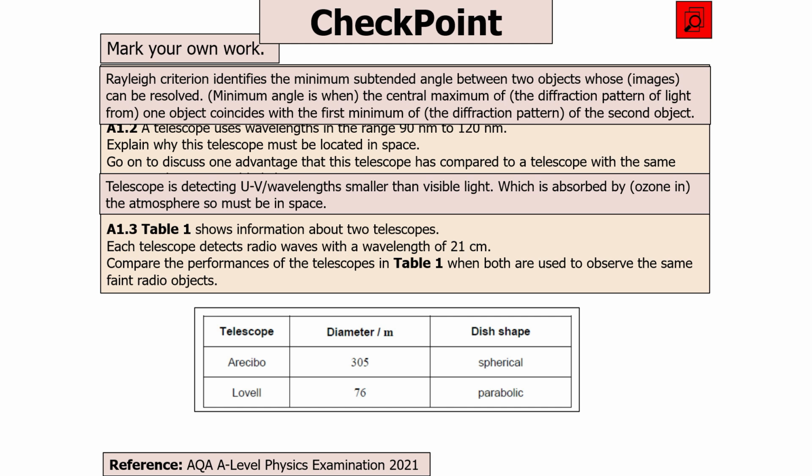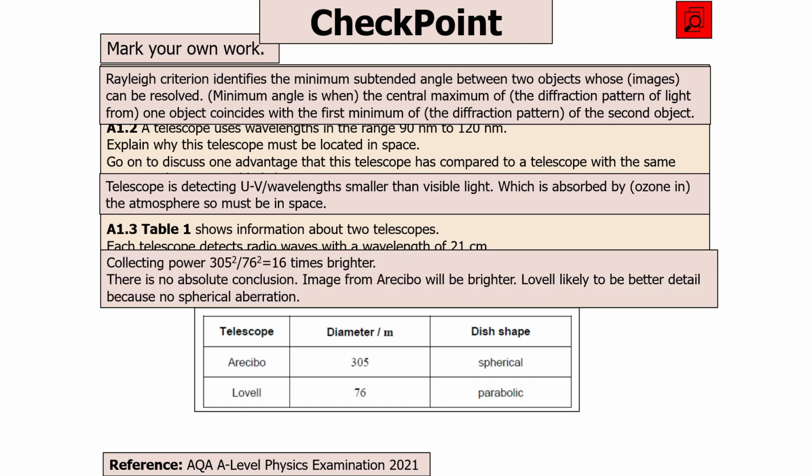Now again, how do we link in our collecting powers? It is the square of the diameters, so we ratio the two, but we ratio the squares of the diameters, so it's 305 squared over 76 squared, so it's 16 times brighter. But just be careful about this, because there's no absolute conclusion, because the image from the receiver will be brighter, but Lovell will likely have a better detail because of the type of dish shape it has. There'll be no spherical aberration, so you could argue either way about which one shows the best image.